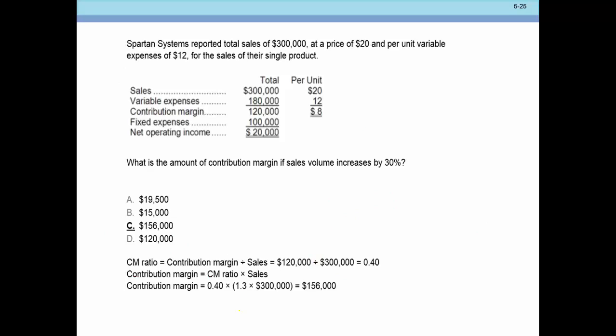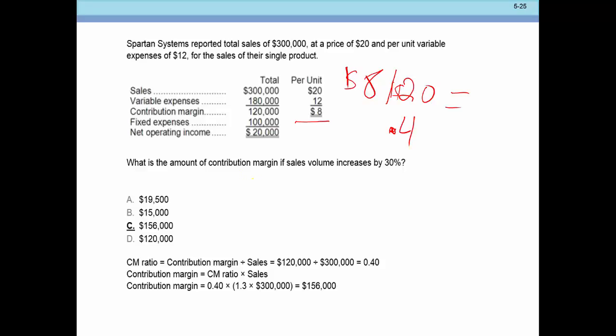And let's look at this one. We want to know what amount of contribution margin will come up if sales increase by 30%. Now, first thing we have to do is figure out what is the contribution margin ratio here. And that's not too bad. It's $8 divided by $20. Everybody see how I got that? Okay. So that gives me 0.4 here, which is my contribution margin ratio.